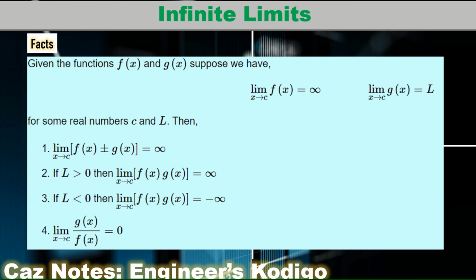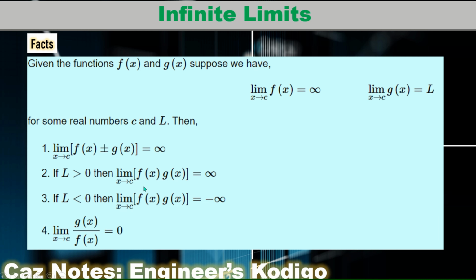The third fact about infinite limits. Let's say that the value of L is less than 0. Then the limit of the function f of x times g of x as x approaches c is equal to negative infinity. Well, in this case, when we say L is less than 0, that means the value of L is a negative number. So what do you think will happen to a positive number multiplied by a negative number? Exactly, it will also be a negative number. So that means if we're going to multiply a positive infinity by a negative value, that positive infinity will become a negative infinity. So this fact is also acceptable.